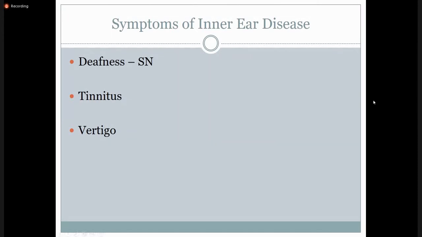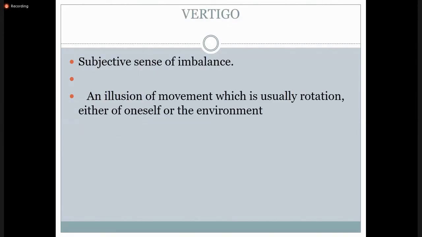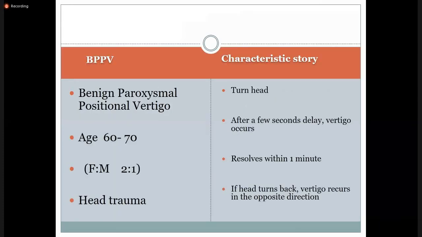Tinnitus usually is the complaint of the inner ear, and vertigo, it is subjective feeling of disbalance. Subjective vertigo is the most common symptom when the patient is having inner ear problem. There is subjective sense of imbalance, illusion of movement, which could be rotation of oneself or the environment. So these are the basic types of vertigo.